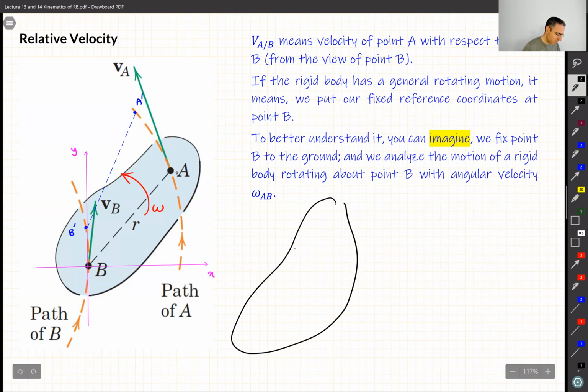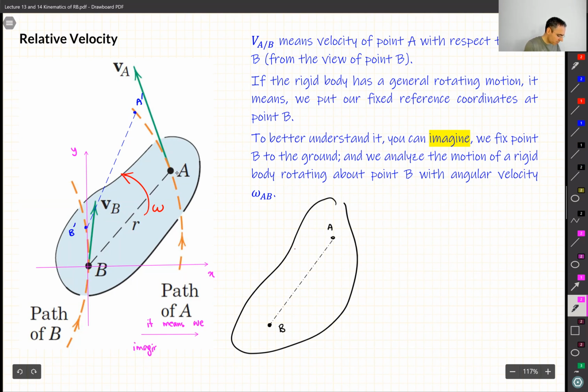Let's draw the same rigid body again. And let's say this is our AB, this is B, and this is A. So for us, with this reference, we imagine point B is fixed, and A is rotating about it. So this is what we can assume when we say we have a reference at point B.